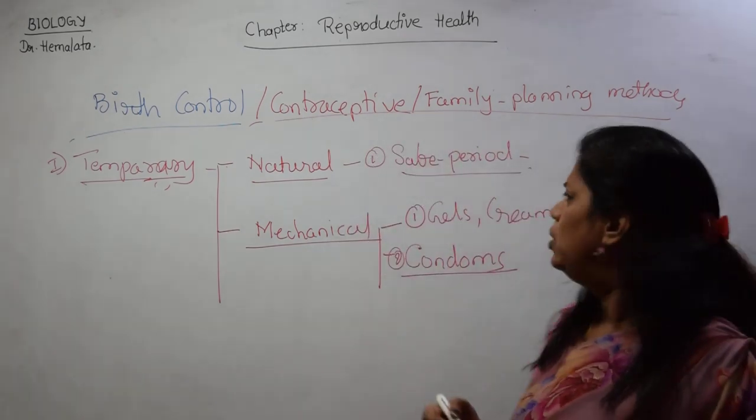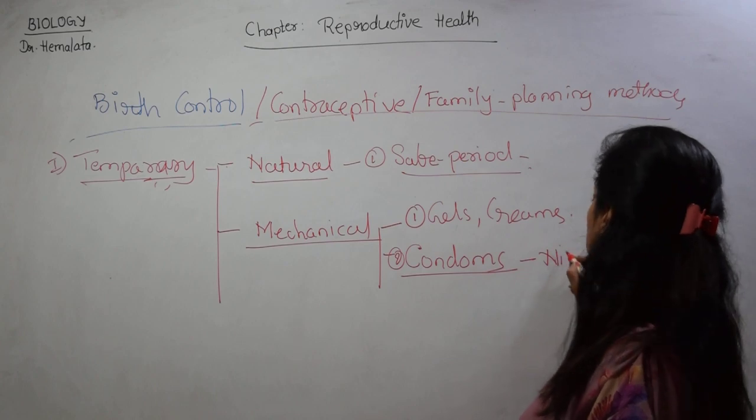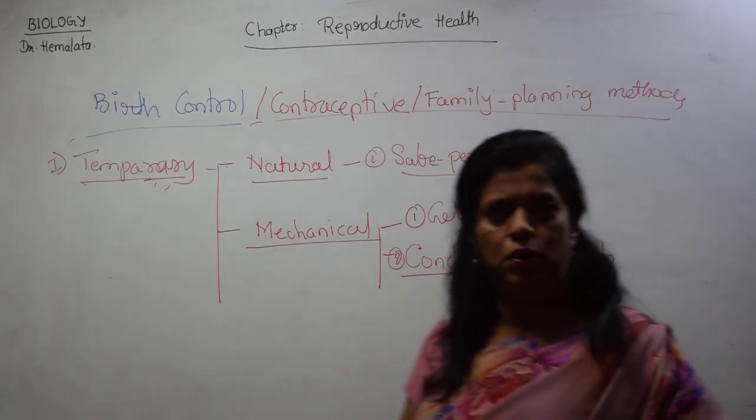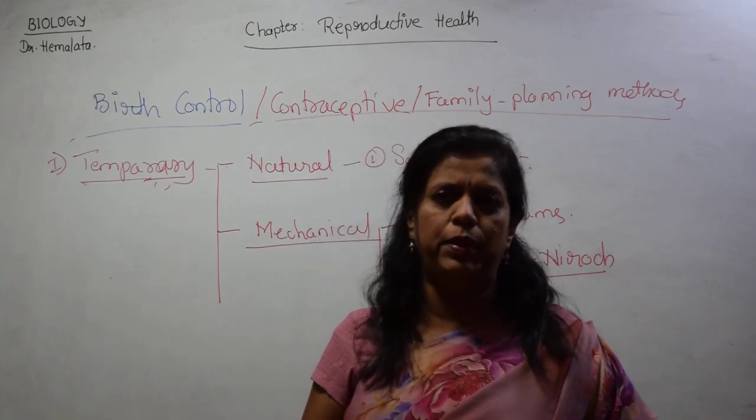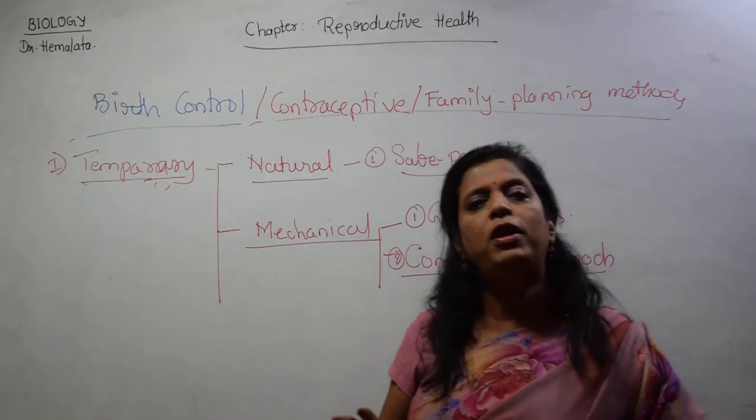The condoms which are very popularly available are Nirod. Our government supplies this free of cost. Nirod is available in government hospitals also. So this is the best way to avoid pregnancy.